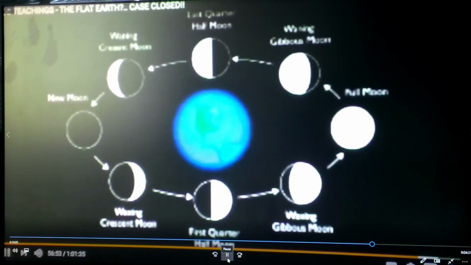Now, are you showing all the phases of the moon right there? Are they seeing the face of the moon? Okay, do the next one here for me.